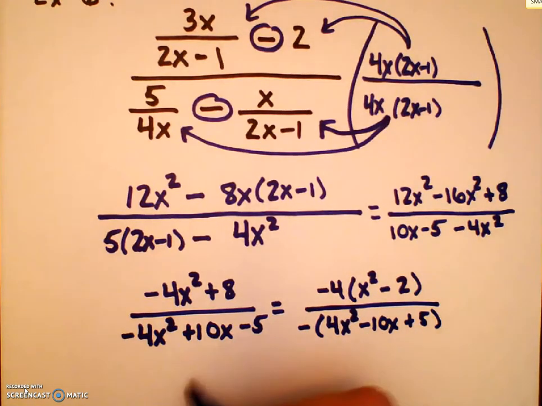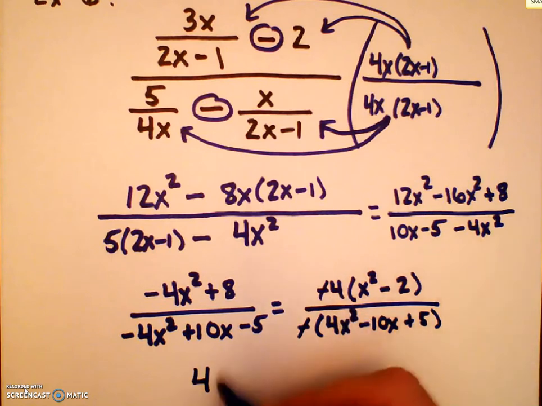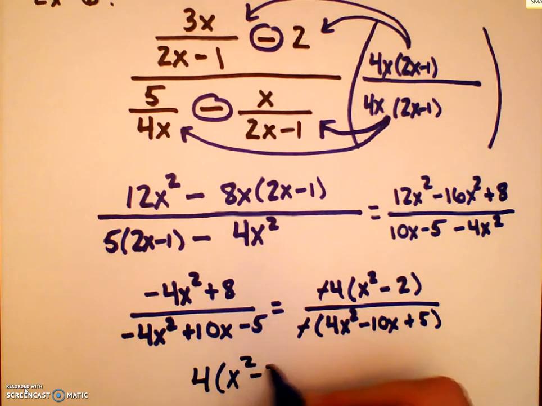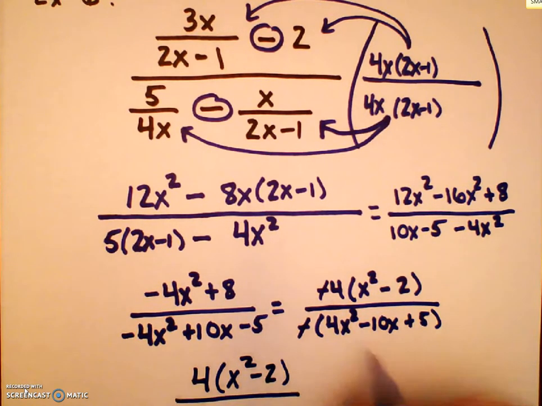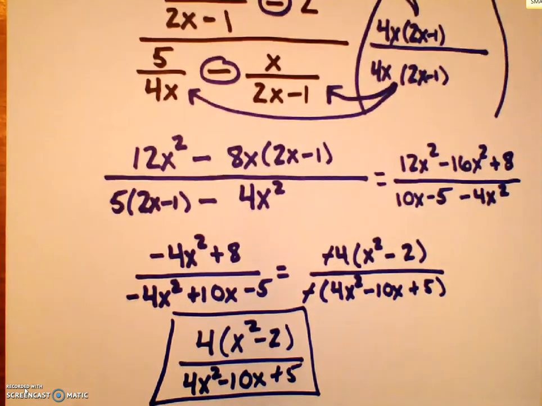So my final answer, because these negatives cancel, is 4x squared minus 2 over 4x squared minus 10x plus 5. Unfortunately, nothing else could cancel, but you do need to check just in case. So that is your final complete answer for that example 6.